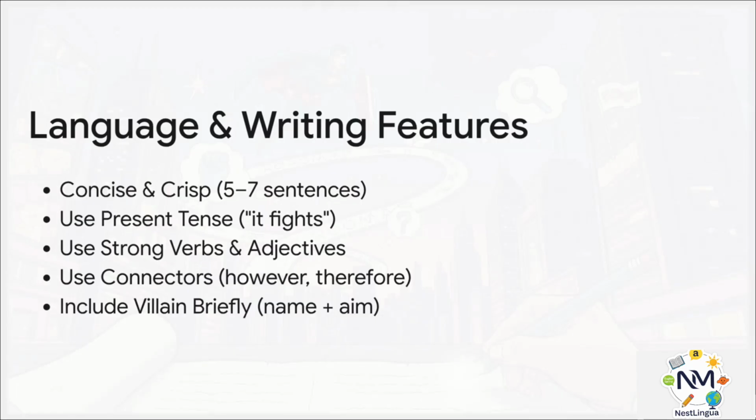Okay, here are a few pro tips to really power up your outline. First, keep it short and sweet. 5 to 7 sentences is perfect. Always try to use the present tense. So instead of it fought, say it fights. It makes it feel more immediate. Use really strong verbs and adjectives, and use connecting words like however or therefore to make it all flow together smoothly. And don't forget to briefly mention the villain's name and what they're after.